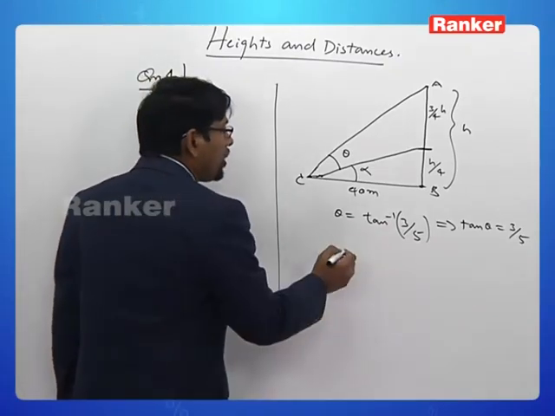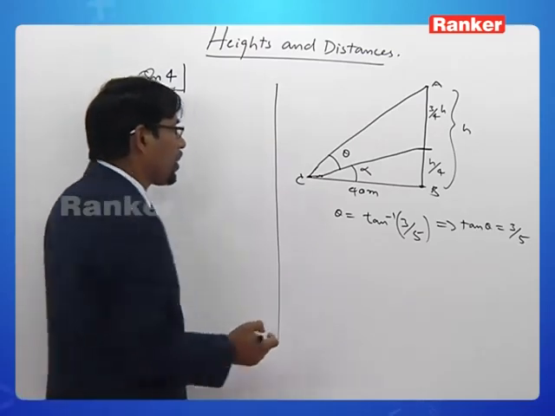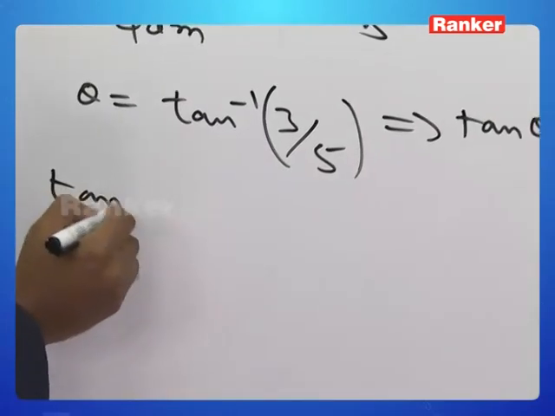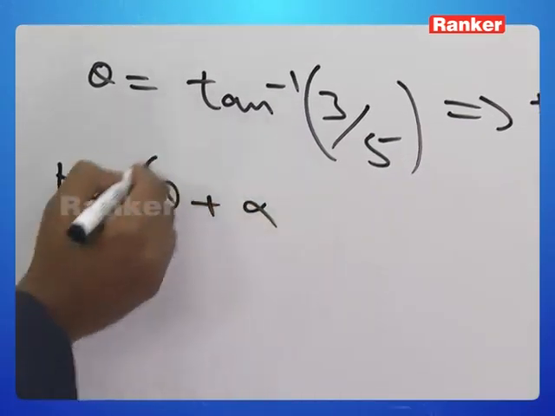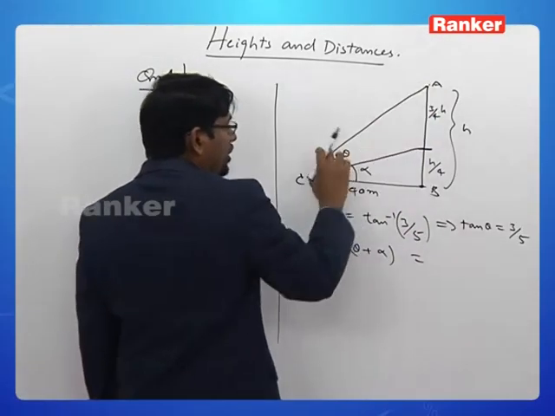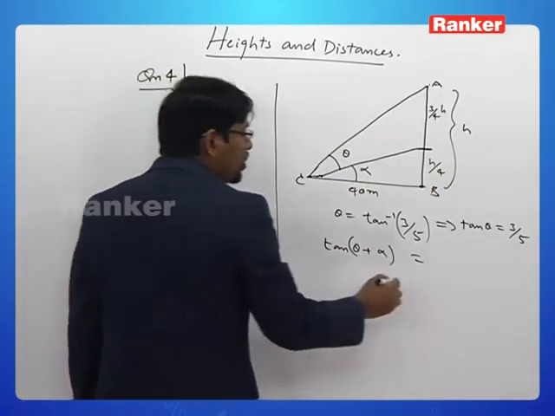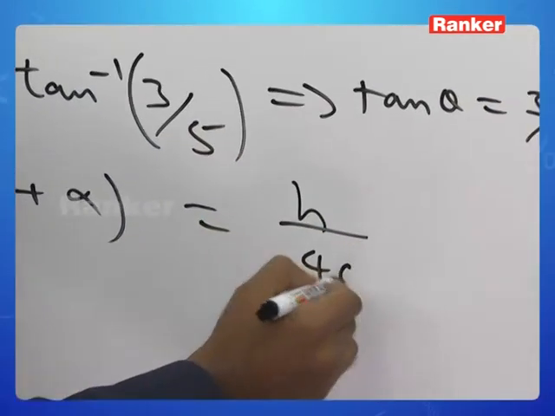Okay. The total angle is theta plus alpha. What is tan of theta plus alpha? Let us consider that. What is tan of theta plus alpha? The tan of this angle is opposite side by adjacent side. That is going to be h by 40.